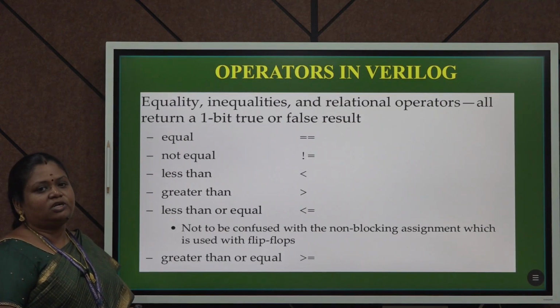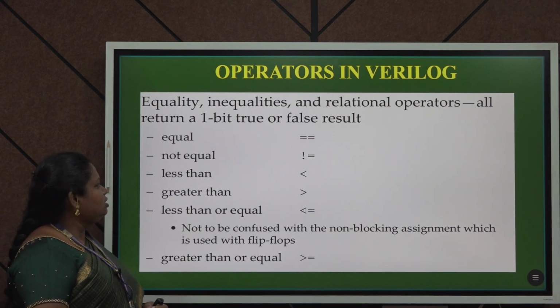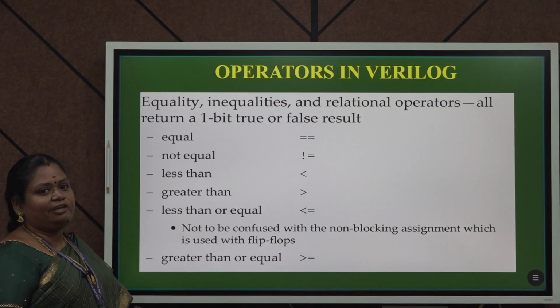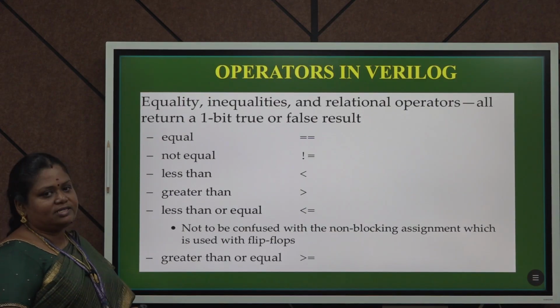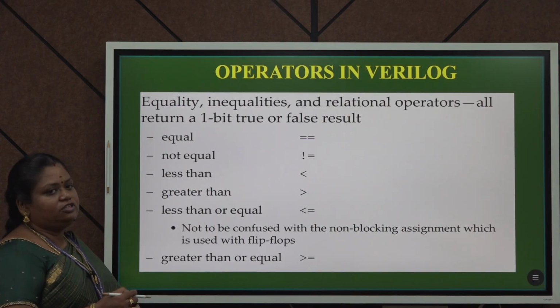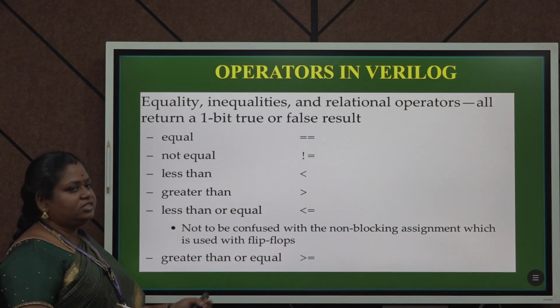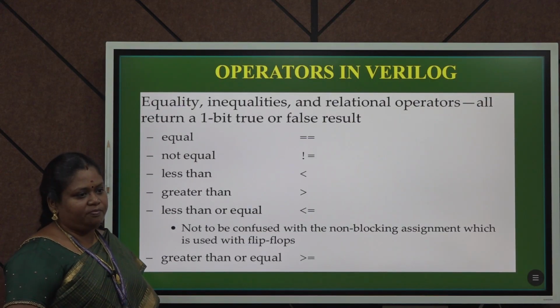Other operators present in Verilog code are equal, the double equals symbol, and not equal, exclamation mark followed by equals, less than symbol, and greater than symbol, less than or equal to, the less than symbol followed by equals, and greater than or equal to, which is the greater than symbol followed by equals.